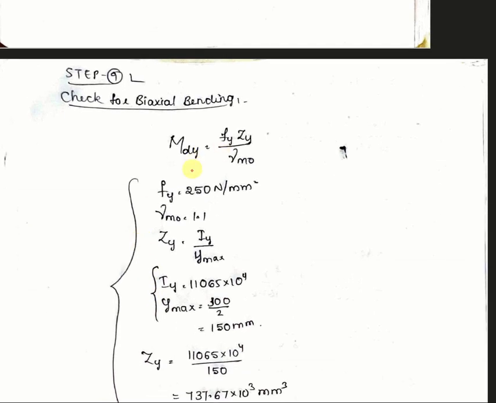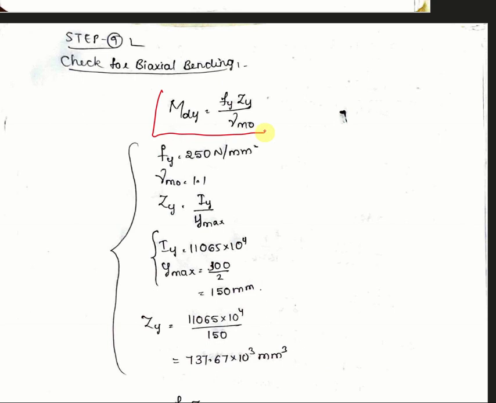So in step 9, we have to now check for biaxial bending. This is a formula in order to find out. In section 8 of IS 800 you will be getting all these values here. MDY is Fy into Zy by gamma m naught. So we have all the values. Fy, the grade of steel, 215 Newton per mm square. Gamma m naught, 1.1, the partial safety factor.